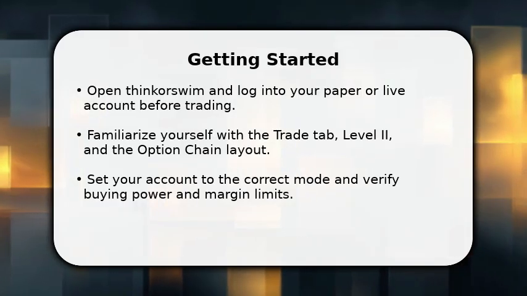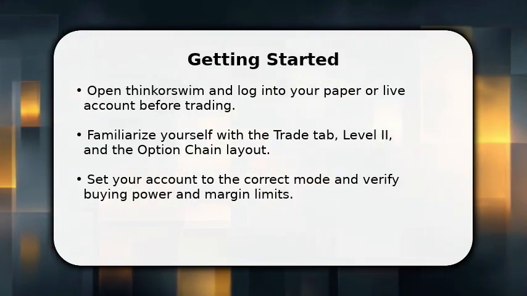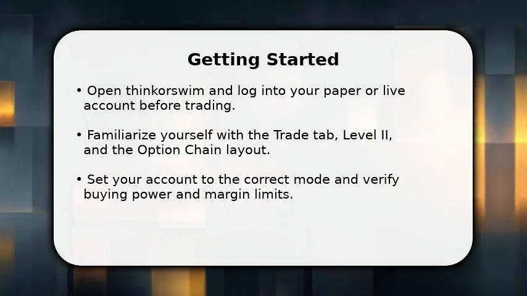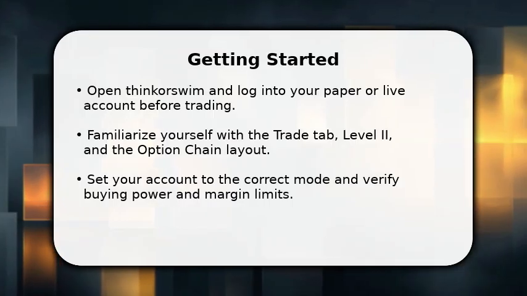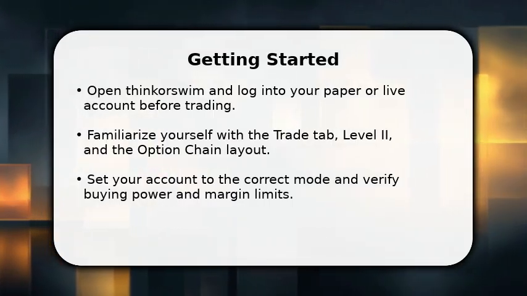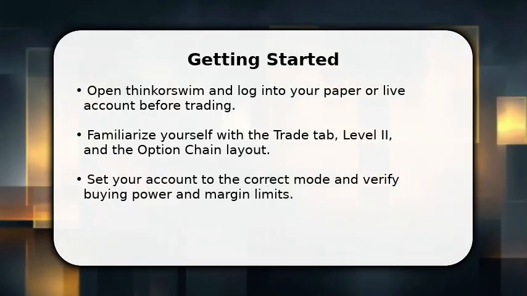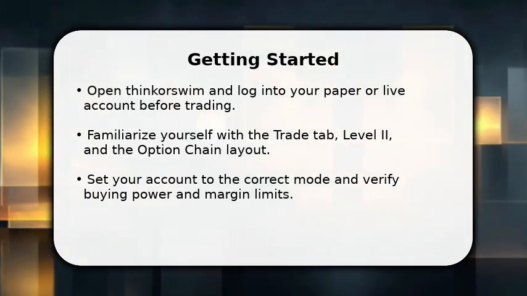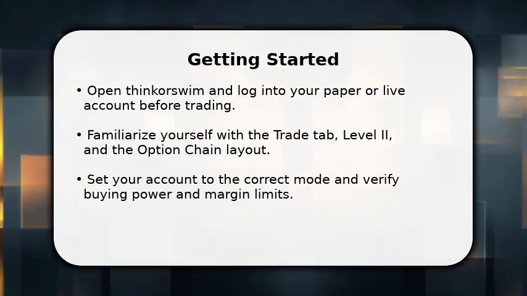In this video, I will explain how to trade options in Thinkorswim. Open Thinkorswim and log into your paper or live account before you begin trading. Start by locating the Trade tab and the option chain so you can view expirations and strikes. Make sure your chart is set to the time frame you use and add a volatility study. Practice simple single-leg orders first to build confidence.